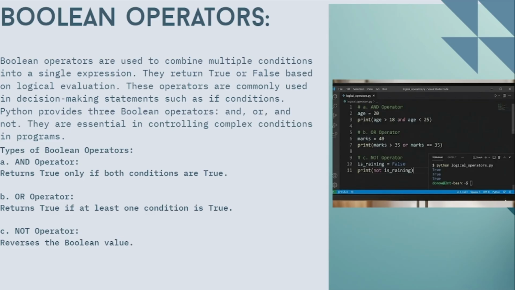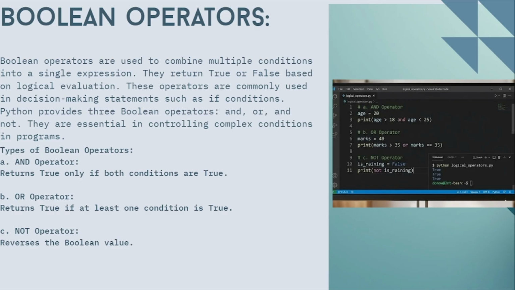Next, the OR operator returns true if at least one condition is true. If any one of the conditions is true, the OR operator will return true. Example here, marks is equal to 40. Here, marks is greater than 35, that is true, or marks is equals to 35, false. Marks is 40, it is not equal to 35. But one condition is satisfied, so the OR operator returned true.